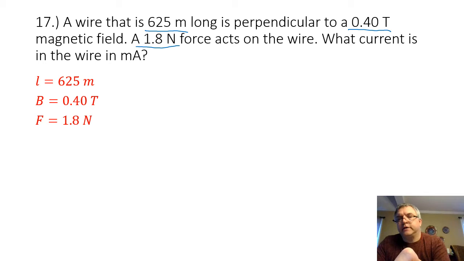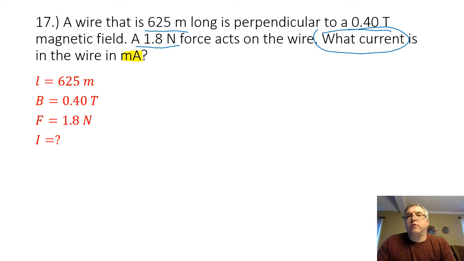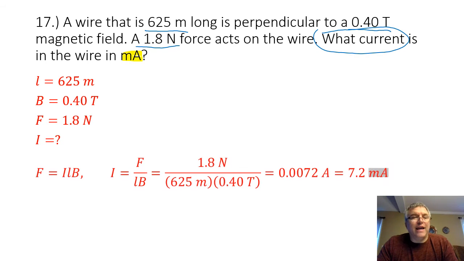And we are being asked to find the current going through the wire, but we're also being asked to find the current in milliamps. So when we solve this problem for current, we're going to get a current that is going to be in amps. At the end, we just need to convert from amps to milliamps. So let's take a look and see what we need. We have the length of the wire, the magnitude of the magnetic field, and the force. If we're looking for the current, we want to use F equals ILB.